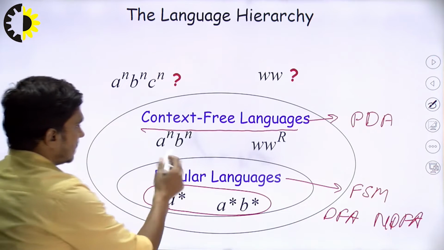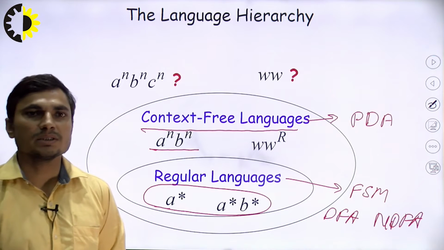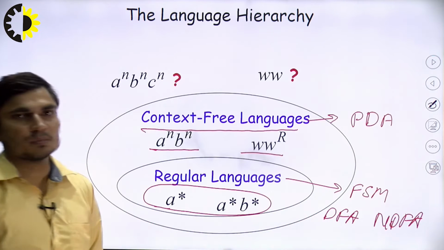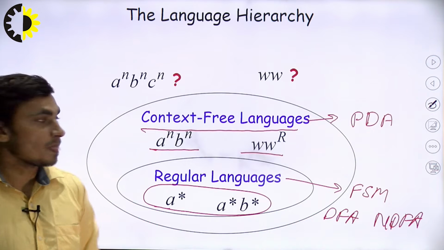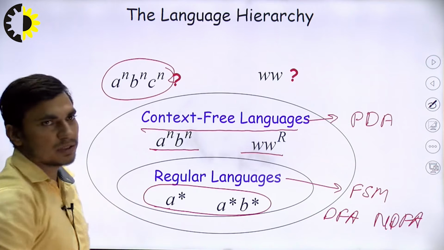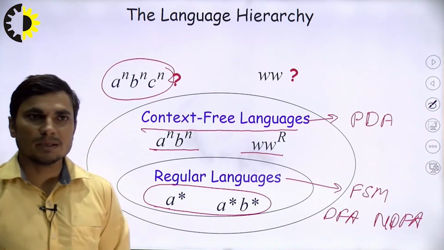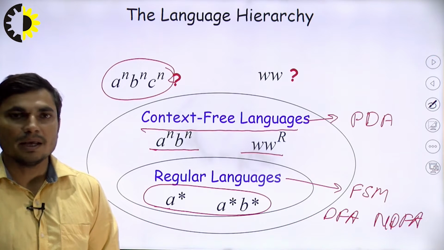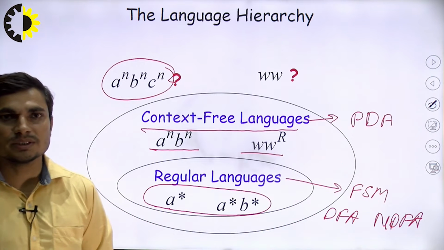Now if we see a to the power n, b to the power n, for that language we can create a PDA. Or if we have a language described by the expression WW^R, we can also create a PDA for that. But for a to the power n, b to the power n, c to the power n, by the pumping lemma we prove that it does not belong to context free languages. So it does not belong to the CFG class.